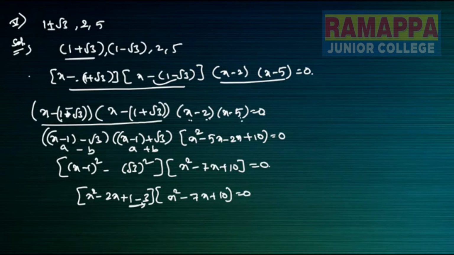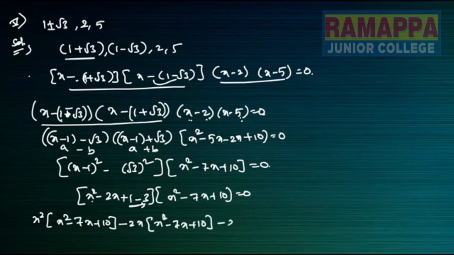After multiplying these things, first x square into this x square minus 7x plus 10 will come, and after that minus 2x into x square minus 7x plus 10 will come. Minus 2 into x square minus 7x plus 10 is equal to 0. So x square into x square, I am writing here x power of 4, x square into 7x, this is minus 7x cube.